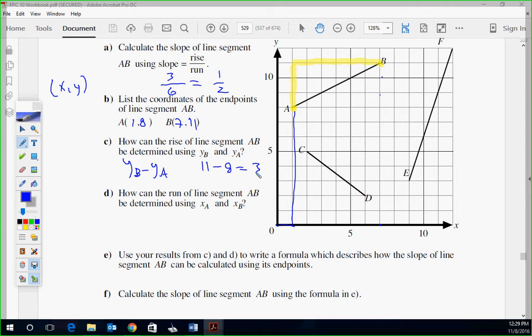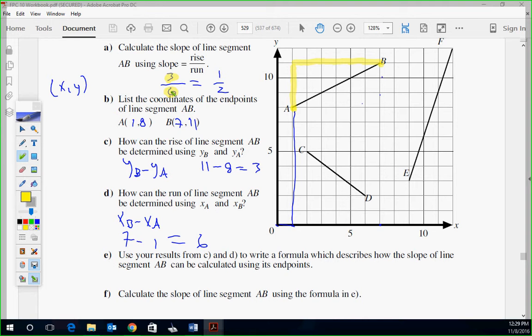How can you determine the run? Same idea. XB minus XA. So B for X was 7 minus 1. We got 6. You can see these are the same numbers we got right here. It's the same numbers we got right there, 3 and 6.